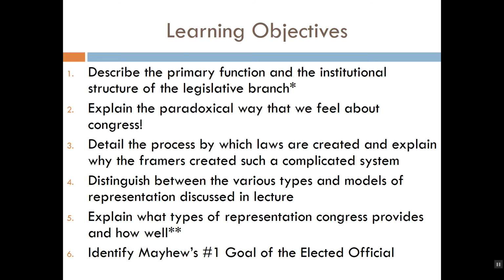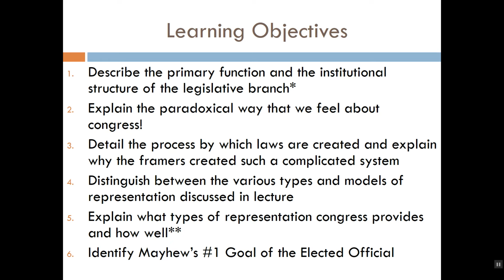I will pause here and note that there are 2 types of representation that we are going to talk about: descriptive representation and substantive representation. And there are 2 major models of representative government: the trustee model and the delegate model. You need to be familiar with all of these, and you need to be able to compare and contrast them. This is especially important for learning objective number 5.